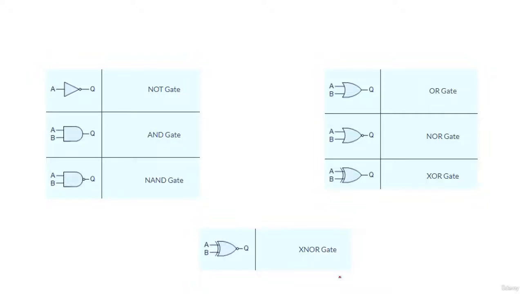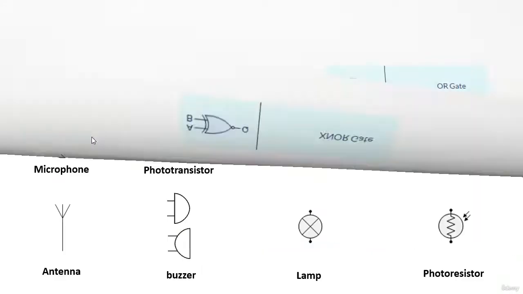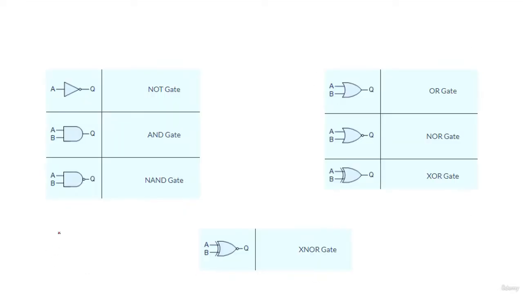Hi, in this lecture we're going to see some logic gates, or logic devices. As you see here, these are the symbols of logic gates. So in this lecture we're going to see logic gates. Let's get started. As you see here, this is the NOT gate.